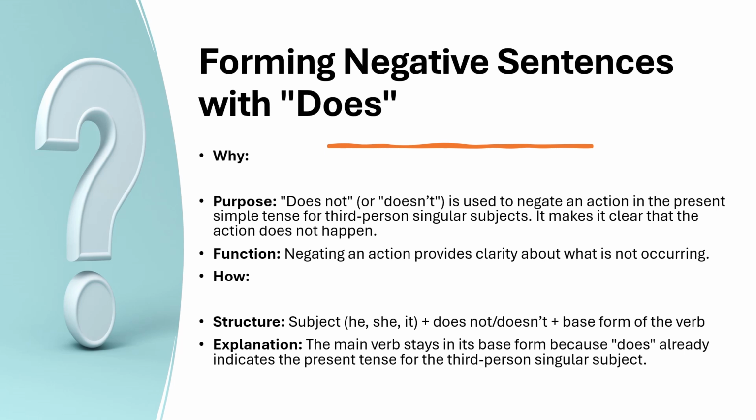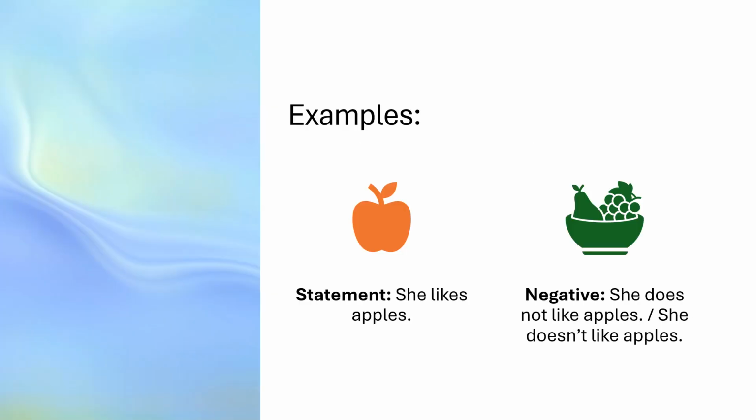The structure for negative sentence is subject, that is he, she, it, plus does not plus base form of the verb. The main verb stays in its base form because does already indicates the present tense for the third person singular subject. For example, she likes apples. She does not like apples, or she doesn't like apples.